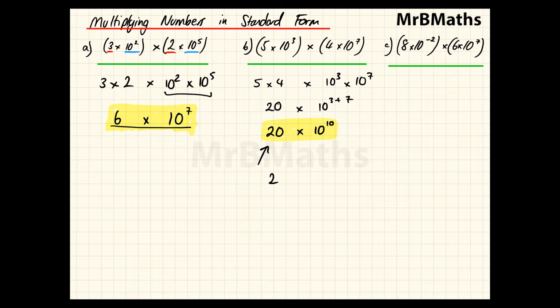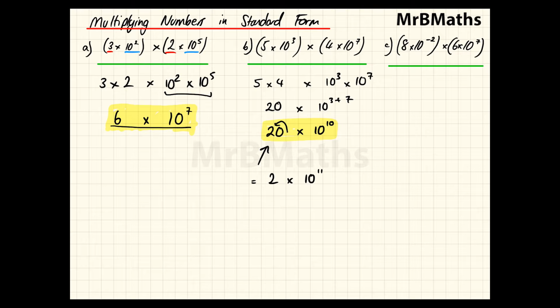So what I'm going to do is I'm going to make this 2. Okay, so I'm going to take this decimal point and put it here, and because I've gone one left, so I've made the left number smaller, I must make the right hand number, so this times 10 to the power of 10, bigger by 1, so times 10 to the 11. Again, I'll have another video on that explaining why that is, so for now just take it as that.